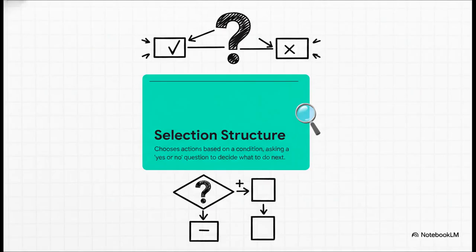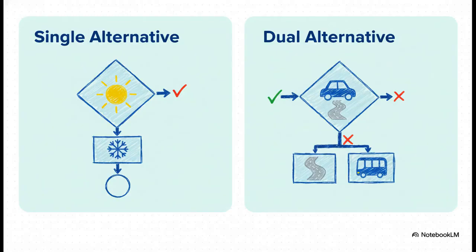Essentially, a selection structure is all about asking a simple yes or no question. Is some condition true? If yes, we're going to do this. If no, we're going to do that. This is what gives our programs the power to react differently to different situations. Now, decisions kind of come in 2 main flavors. You've got your single alternative, which is super simple. If it's hot, you turn on the AC. If it's not hot, you just do nothing.